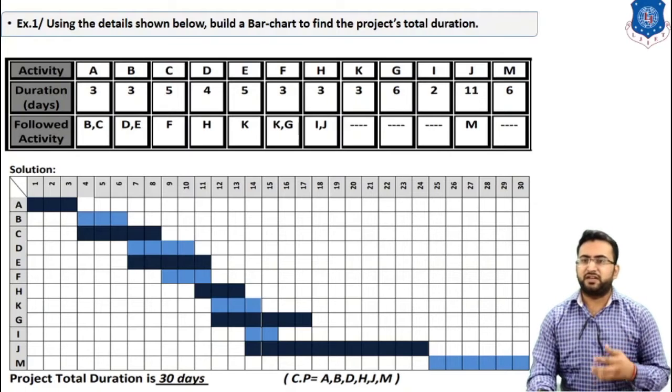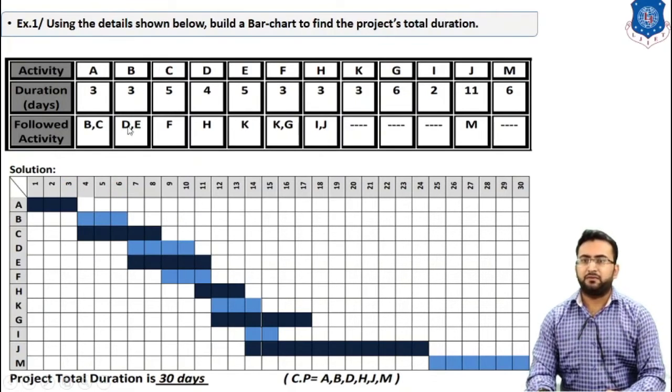So using this data, we can easily draw the bar chart. On the y-axis there are activities, and on the x-axis there is the duration, or we can say time. Activity A is 3 days, so this activity A is for 3 days. After completion of activity A, activities B and C both start. Activity B is for 3 days, so we draw the activity for these 3 days. So 3 plus 3, which makes 6.